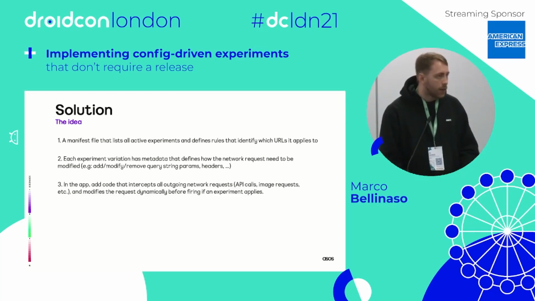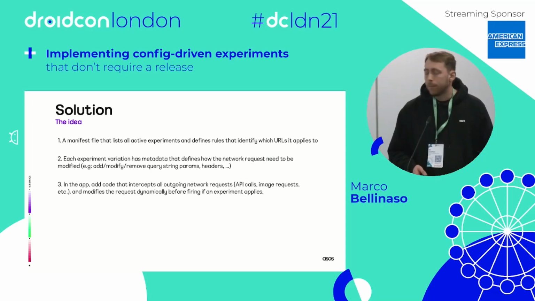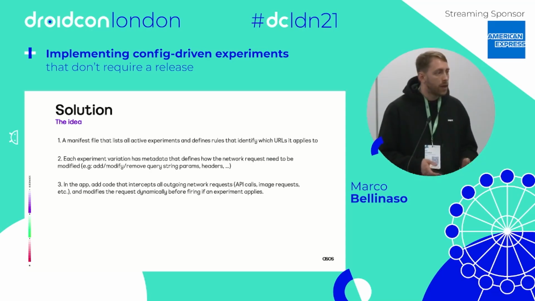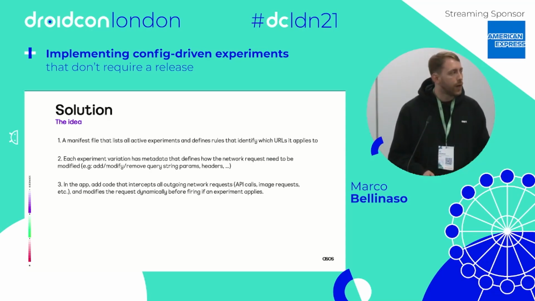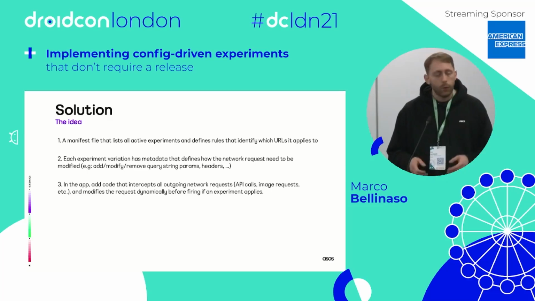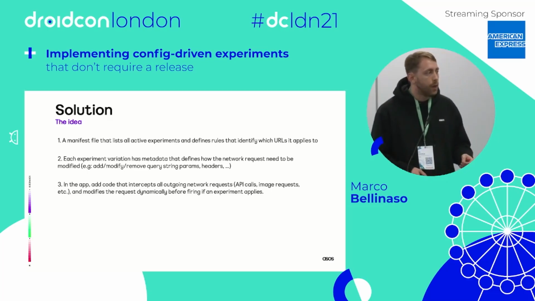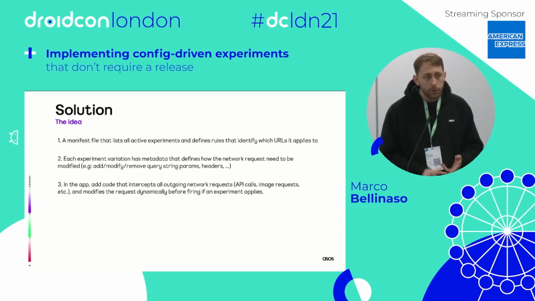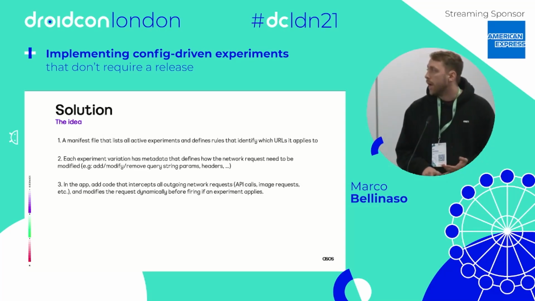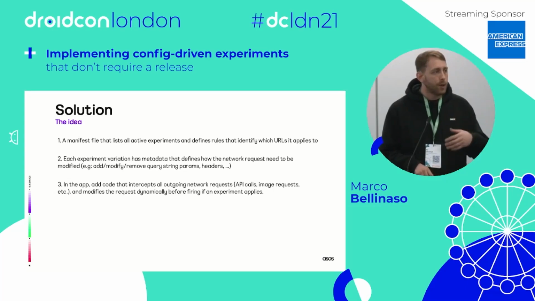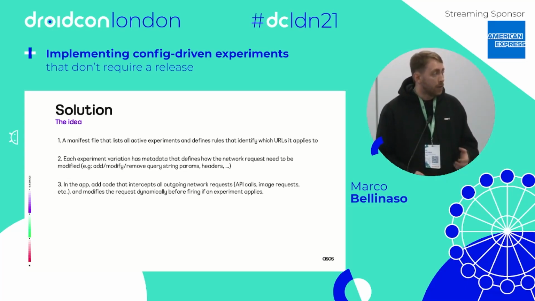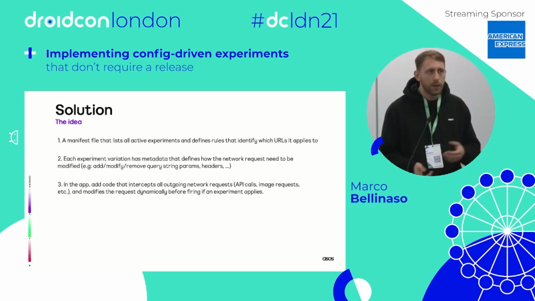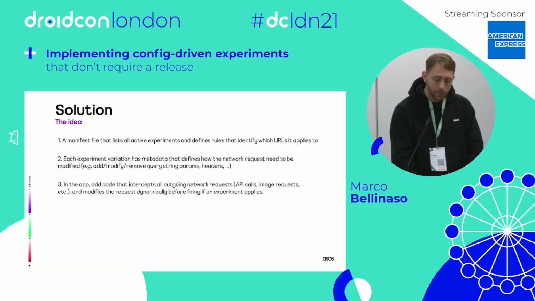And finally, the key part of this, to tie it all together, is that in our network layer we have code to modify all outbound requests to add these experiments where required. These could be your regular API calls, your image requests, whatever you want. We change the request dynamically as the user navigates through the app and makes these requests.